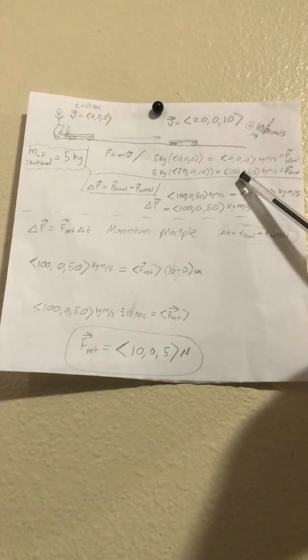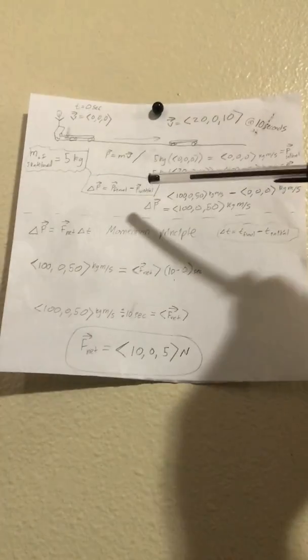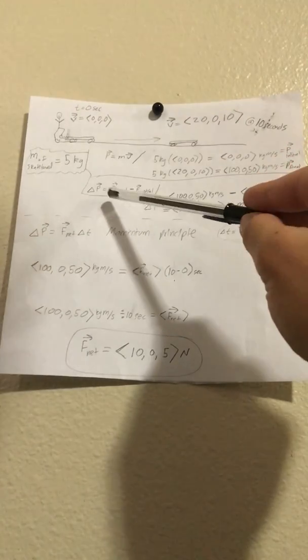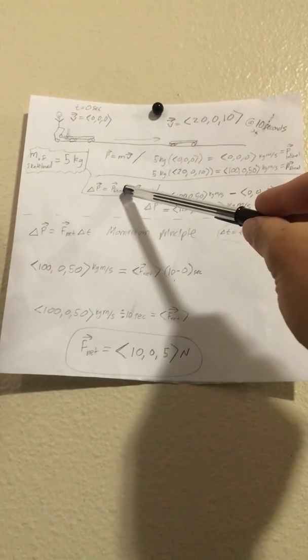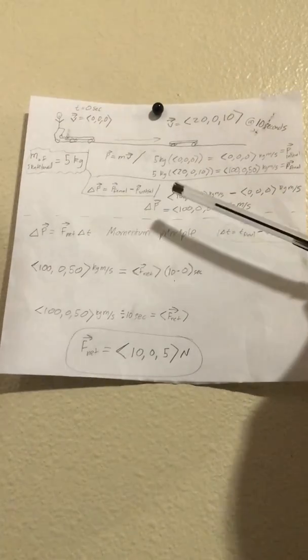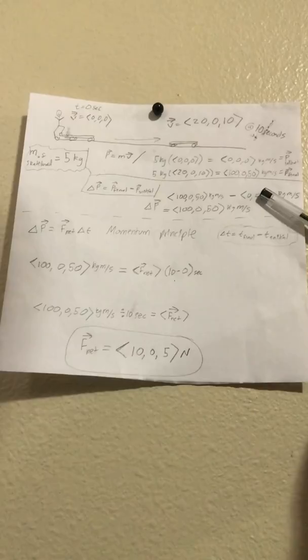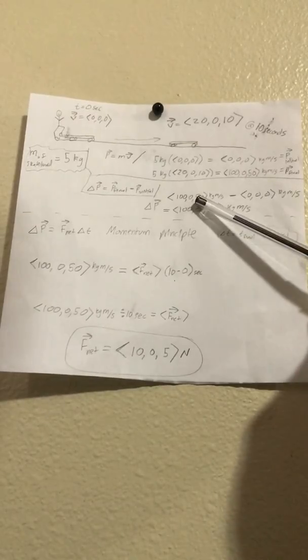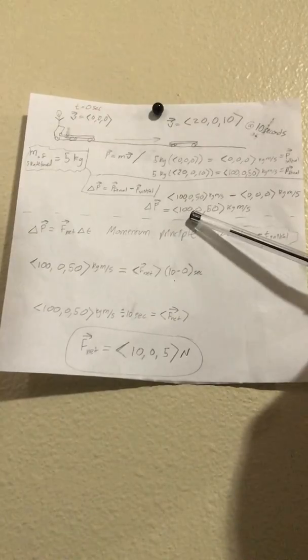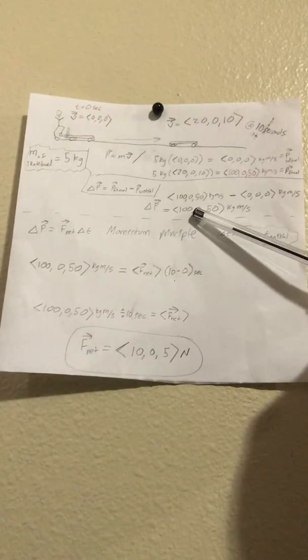Now what we want to solve for is our change in momentum, and we do this by subtracting our initial momentum from our final momentum. This is done right here, and as you see, our change in momentum is just going to be the final momentum that we reach at 10 seconds.